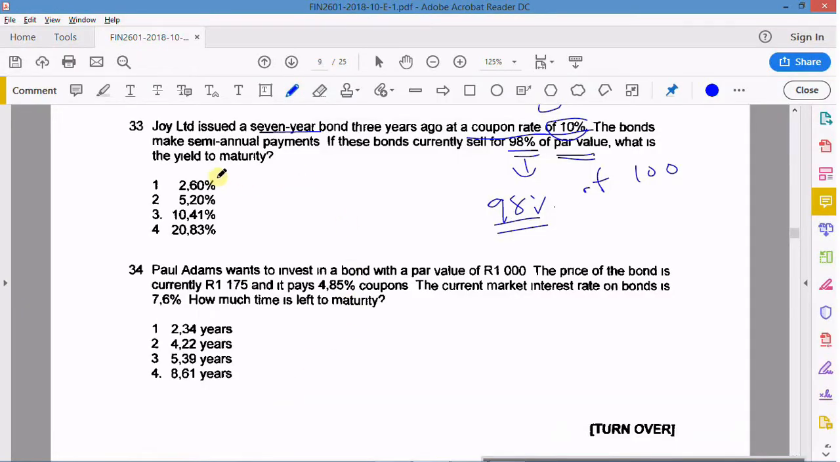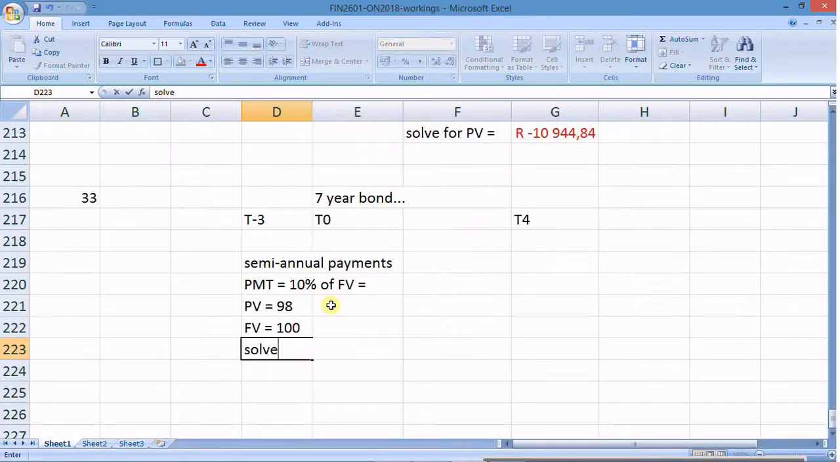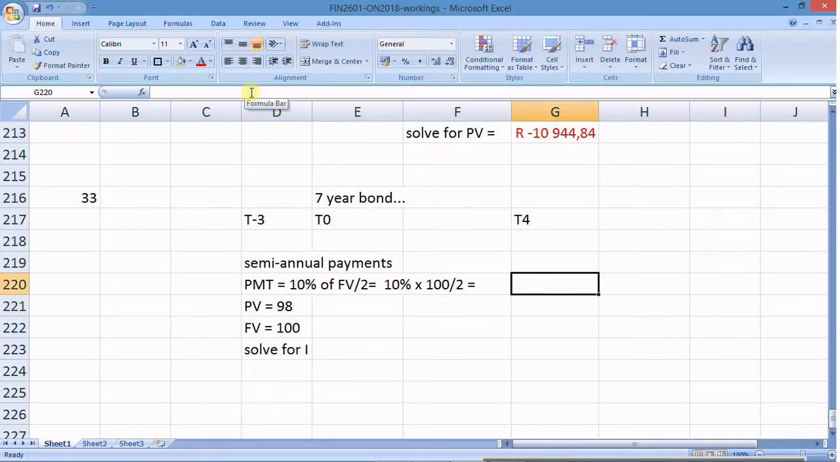Okay, what is the yield to maturity? So solve for I. Remember, it's a semi-annual bond, so divide by 2. Okay, so 10% times 100 divided by 2 equals 0.10 times 100 divided by 2. Gives us 5. Okay, so we've got everything. Solve for the rate.